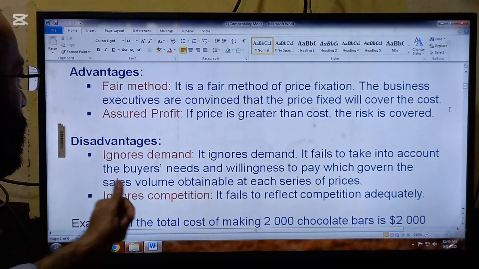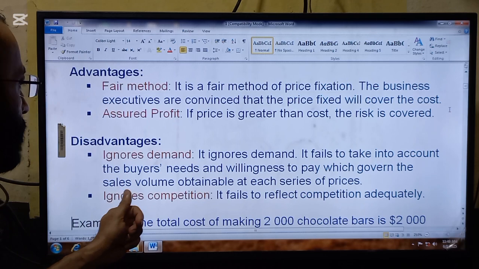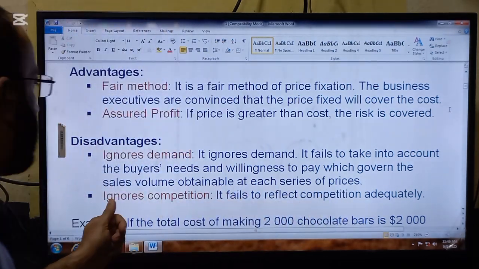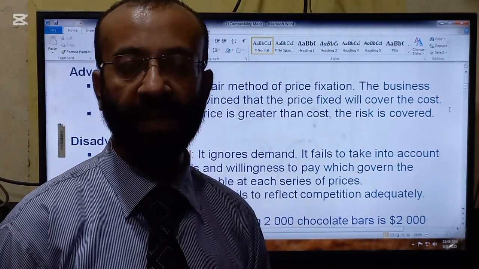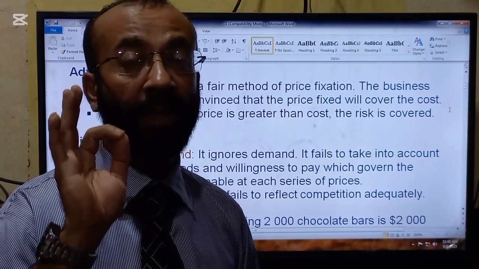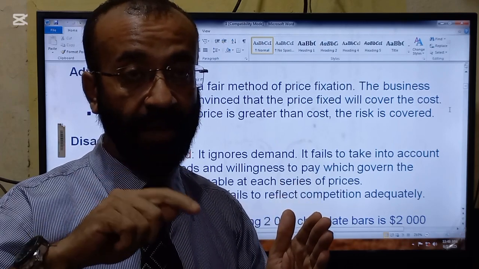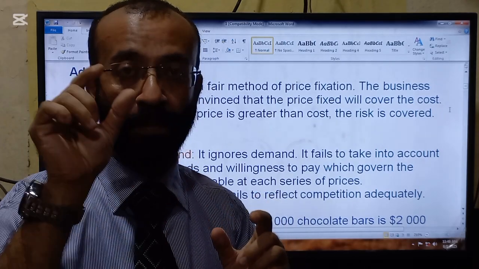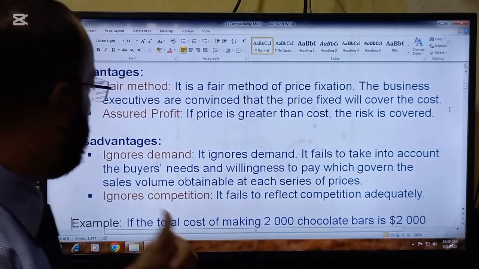Disadvantages: it ignores demand. It fails to take into account the buyer's needs and willingness to pay, which govern the sales volume obtainable at each series of prices. So the first disadvantage of this kind of price strategy is that the business does not consider what customers are willing to pay. They ignore all this and set the price on their own by adding a profit to the cost. That is called cost plus pricing. So this is the first disadvantage.